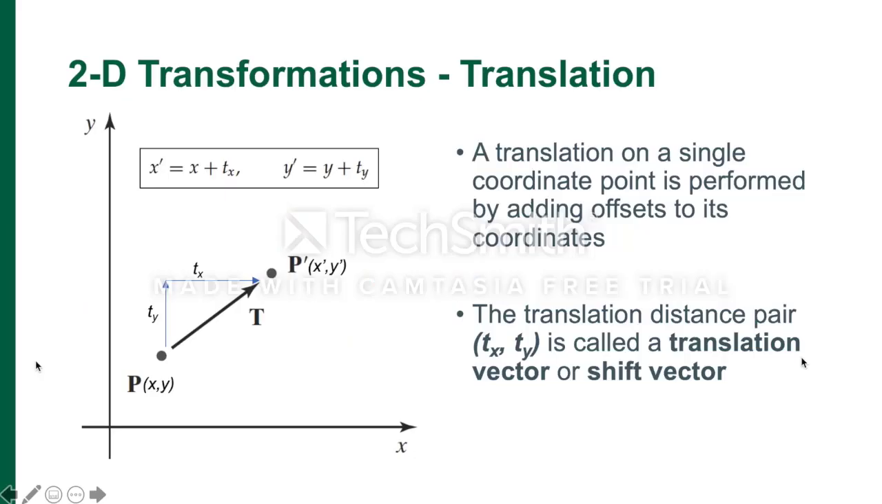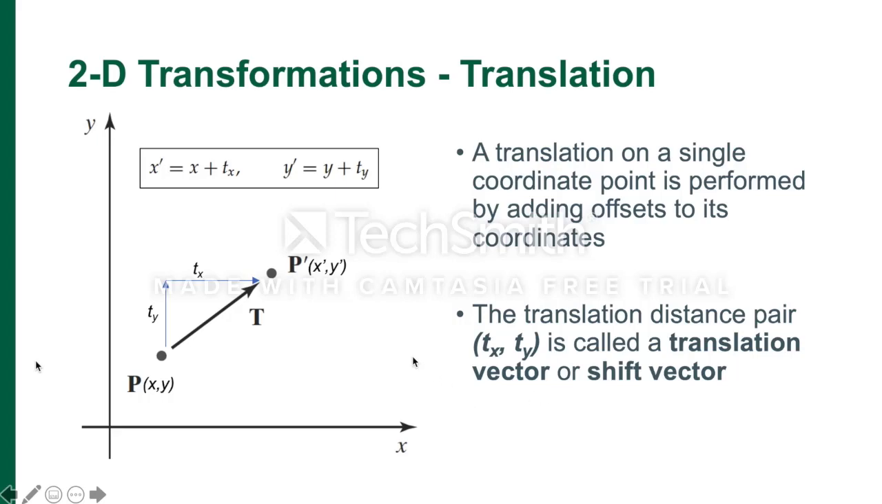The first transformation we are going to explain is translation. We're going to start with 2D transformations and later we're going to work with 3D transformations. A translation on a single coordinate point is performed by adding offsets to its coordinates. The translation distance pair, Tx, Ty, is called a translation vector or shift vector.